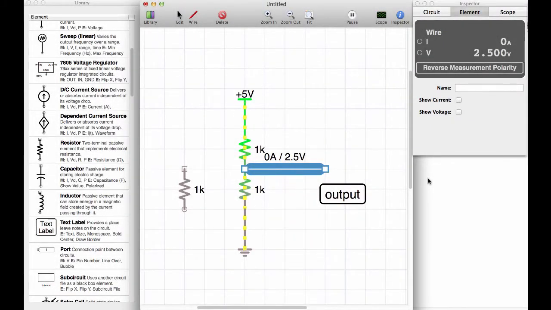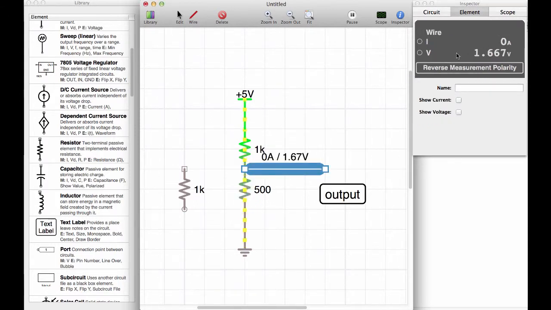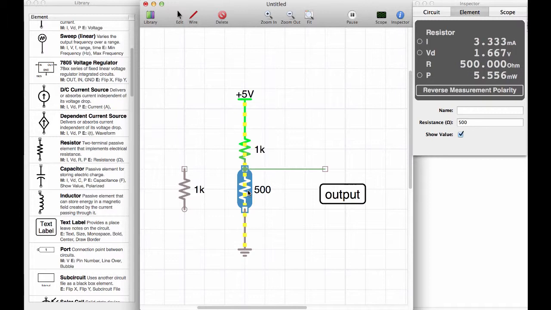Okay, so I went back to the original voltage divider where we had 1 kilo ohm down here and 1 kilo ohm up here, and so that gave us the 2.5 volts at the output. I want to do a little experiment now and put down here just half a kilo ohm, and so what we see now is that the voltage dropped to 1.66. So let's keep this in mind, and we're going back here to 1 kilo ohm.